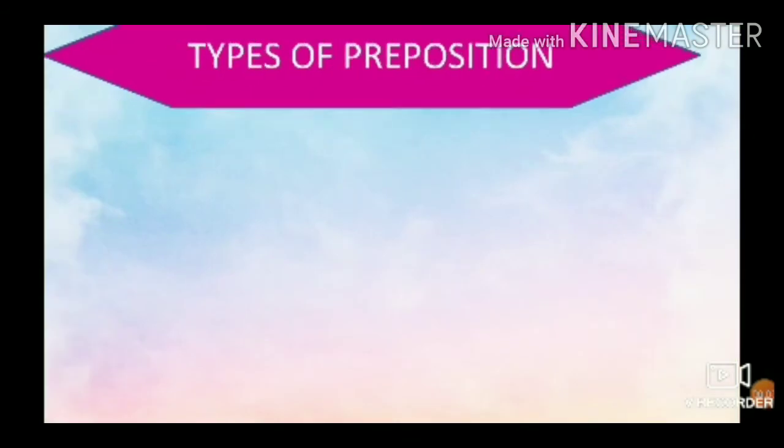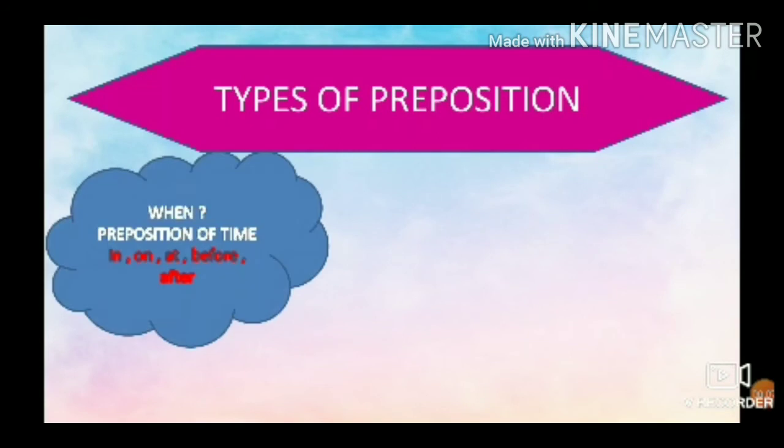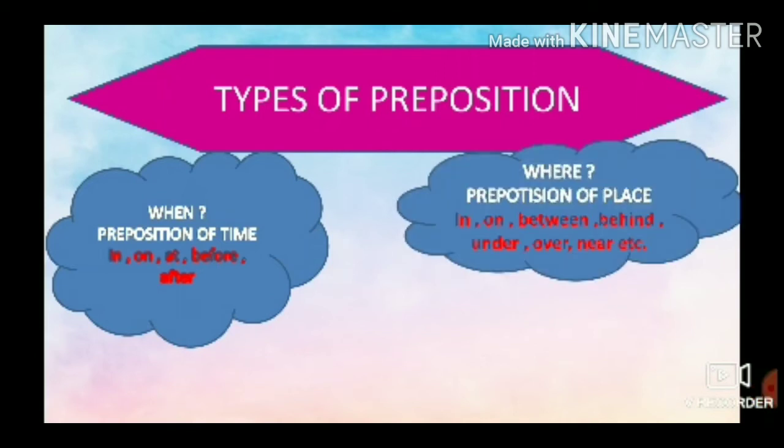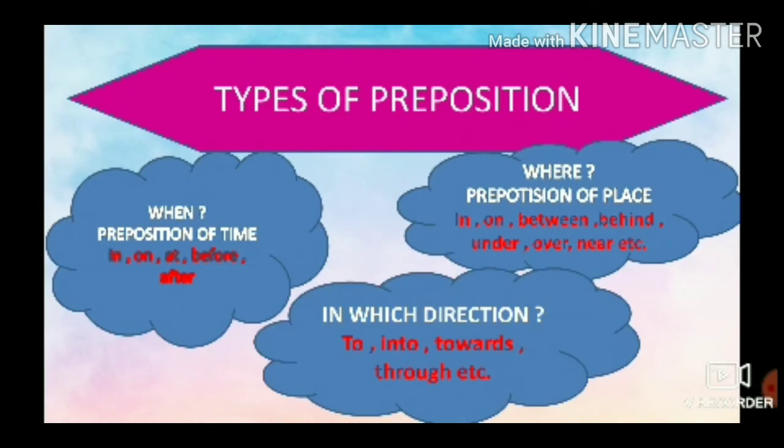Prepositions are divided into three parts depending on three situations. The first one is when an event or thing happens, that comes under the prepositions of time. Second one, where the thing or the event occurred, that comes under the prepositions of place. And the third one, in which direction the event or the thing is happening, that comes under the prepositions of movement. Let's see one by one in detail.